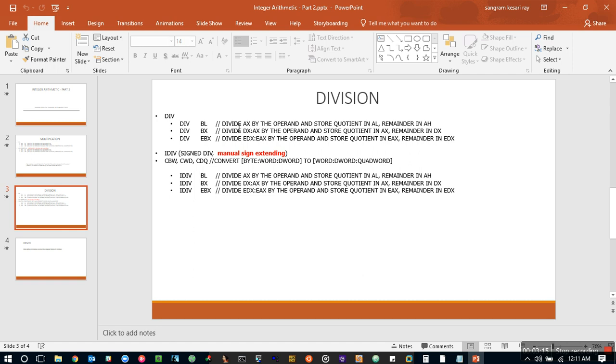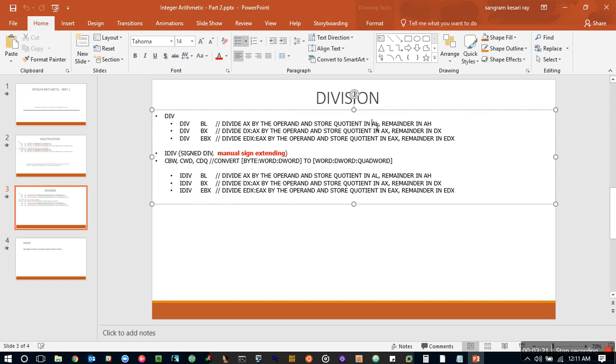So in division, as we see here, it's similar to multiplication, but we store the remainder and the quotient in different places. Like if AX has the dividend, and now we are dividing it by BL, which is the divisor, the quotient would be stored in AL and the remainder would be stored in AH. So that's what happens.